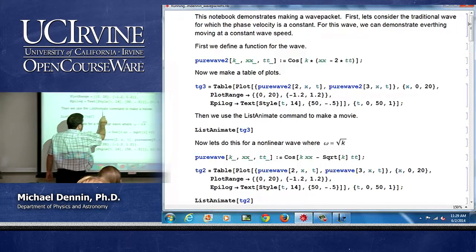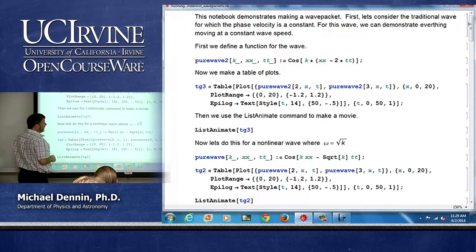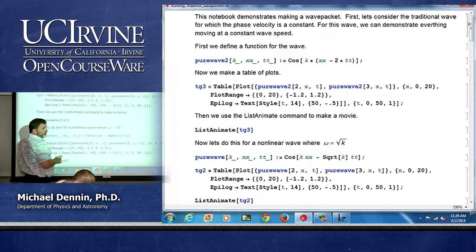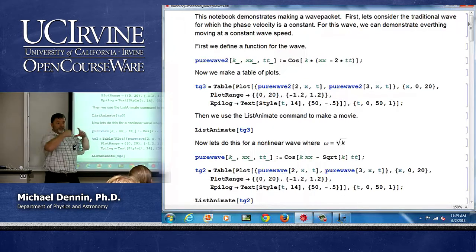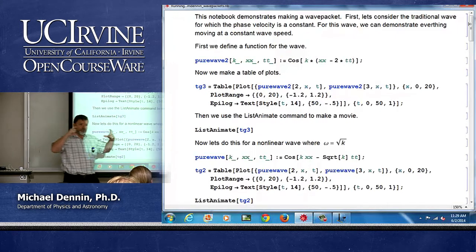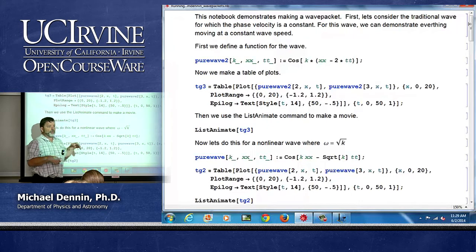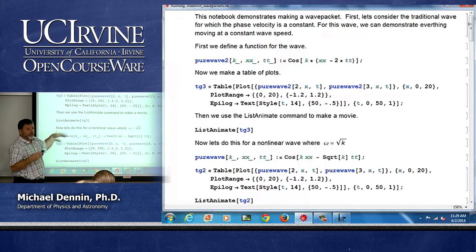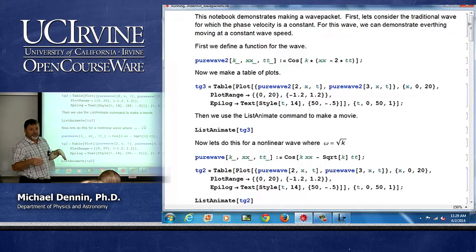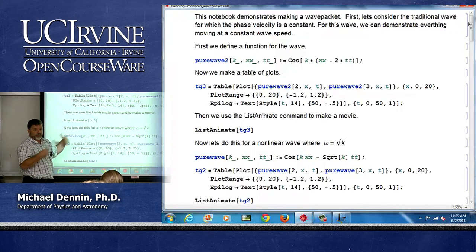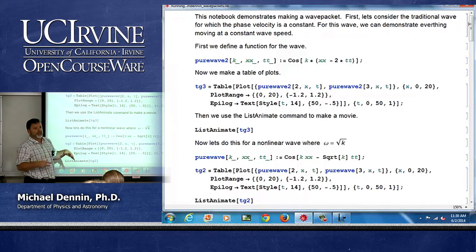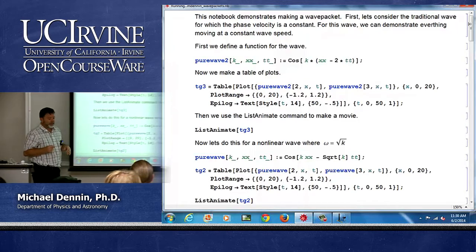And so everything works. I would use ListAnimate, and then I would make that movie. And what you'll see when you do this one is two waves with different wavelengths, but they move with exactly the same velocity in lockstep. And I recommend getting used to plotting in Mathematica as you play with the PDE so you can see the different behaviors in space and time. That's why having 2D, 3D, and time plotting is very useful.